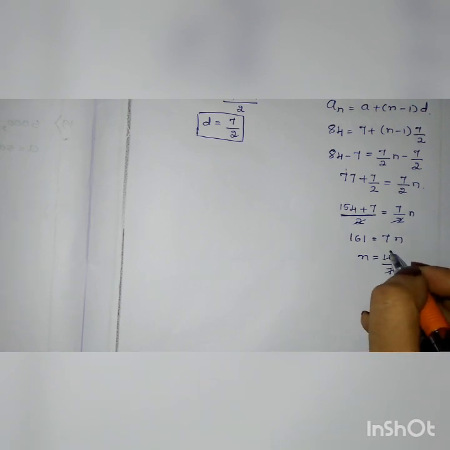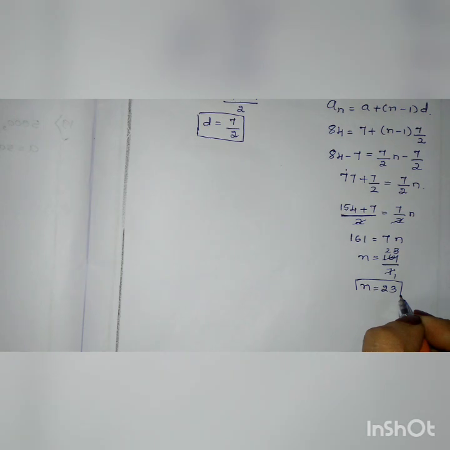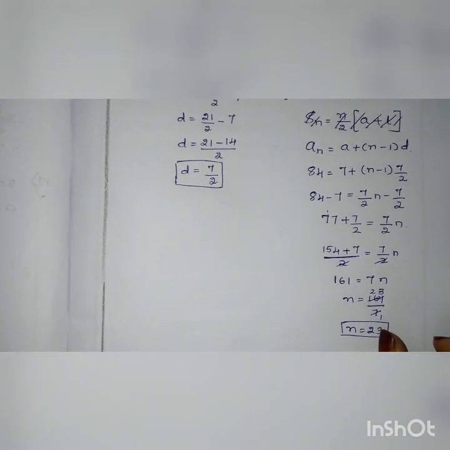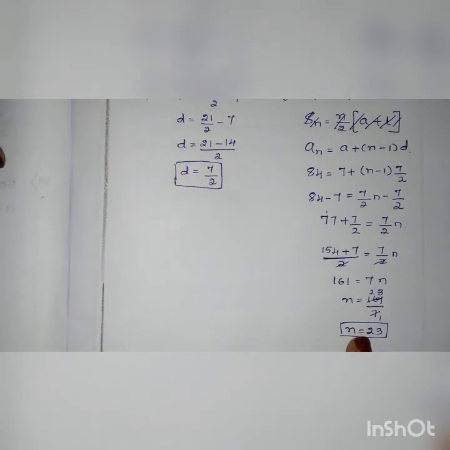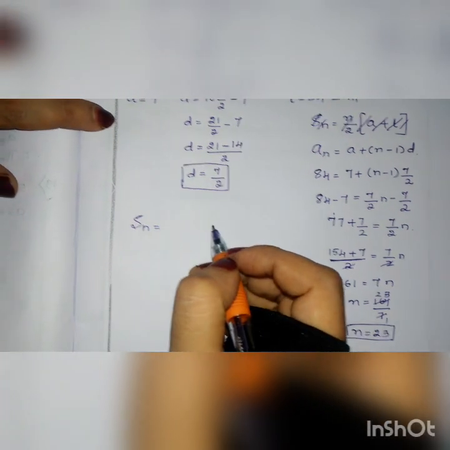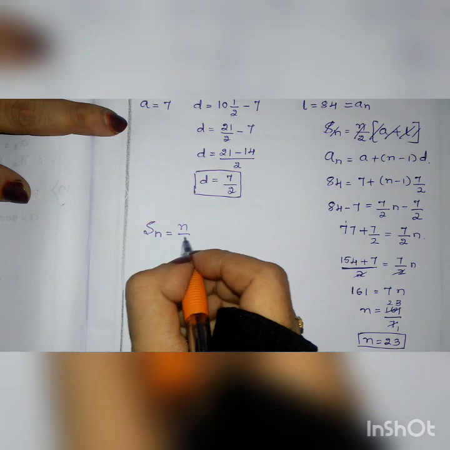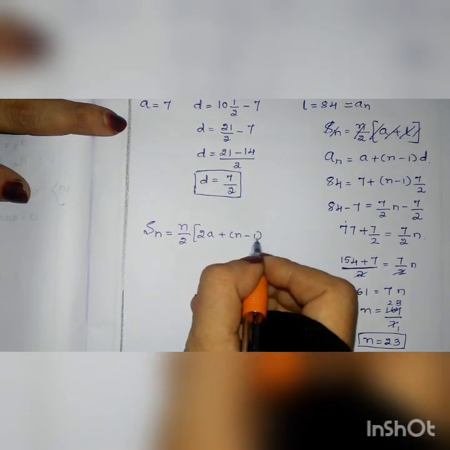7 1s are 7, 7 2s are 14, 2 remains, 7 3s are 21. So we got n is equal to 23. Now what they have told us is to find the sum of this sequence. So the total number of terms is 23, so we can find Sn with the formula now. Sn is equal to n by 2 [2a plus (n minus 1) d].